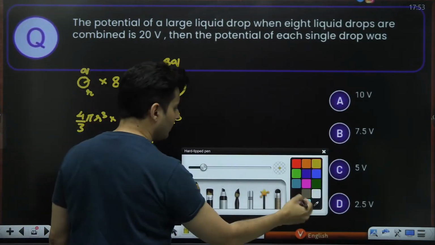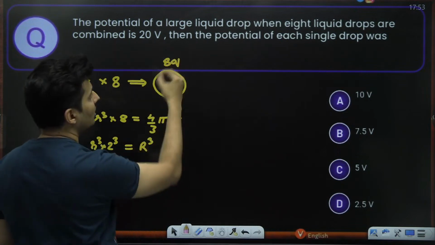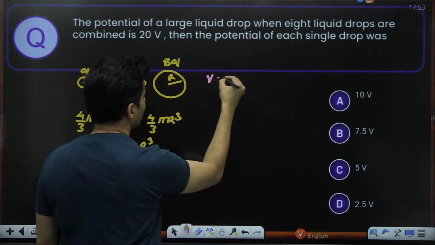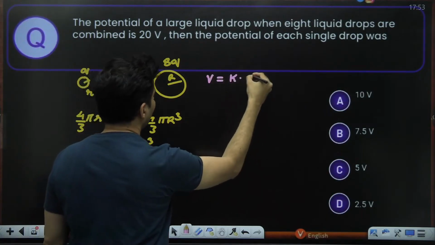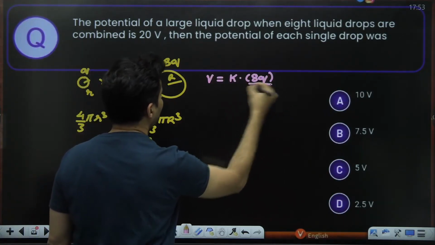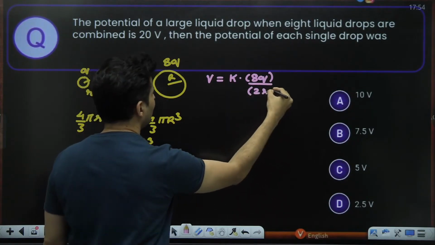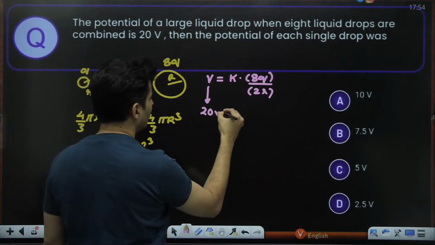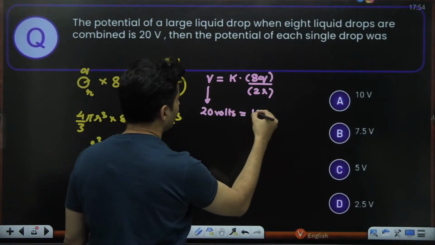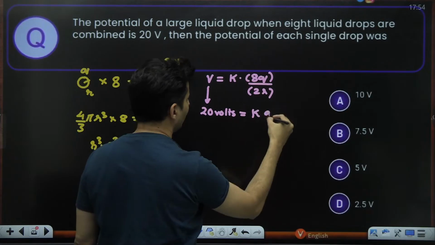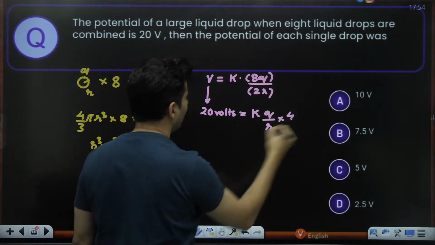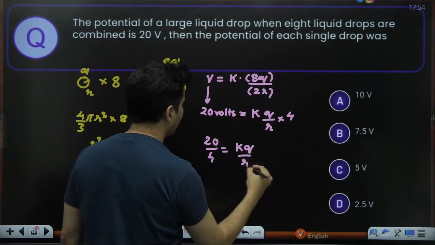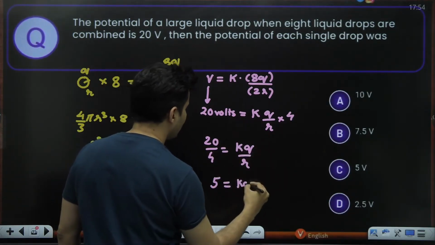Great. Now coming to the main part, the potential of the combined sphere is basically how much? 20 volts. So the potential is given by K multiplied by the charge is 8Q divided by the radius is basically 2R. I just got it from here. So this is basically your 20 volts. So K into 8 by 2 is 4. So KQ by R multiplied by 4. So 20 by 4 is KQ by R, which is basically 5 is KQ by R.